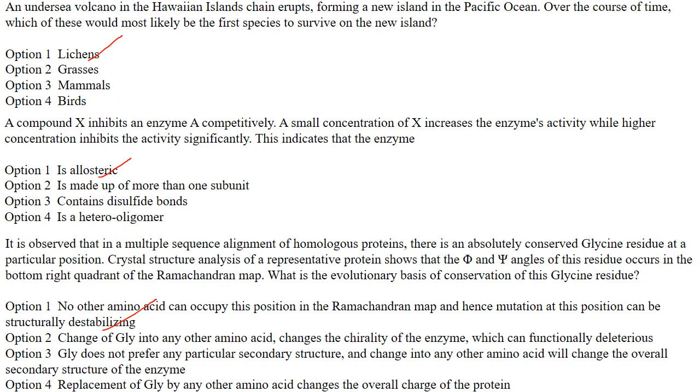The next one. It is observed that there is a multiple sequence alignment of homologous proteins. There is absolutely conserved glycine residues at a particular position. Crystal structure analysis of a representative protein shows that the phi and psi angles of this residue occur in the bottom right quadrant of the Ramachandran map. What is the evolutionary basis of conservation of this glycine residue? No other amino acid can occupy this position in Ramachandran map, hence mutation at this position can be structurally destabilizing. That's correct. So answer is option 1.